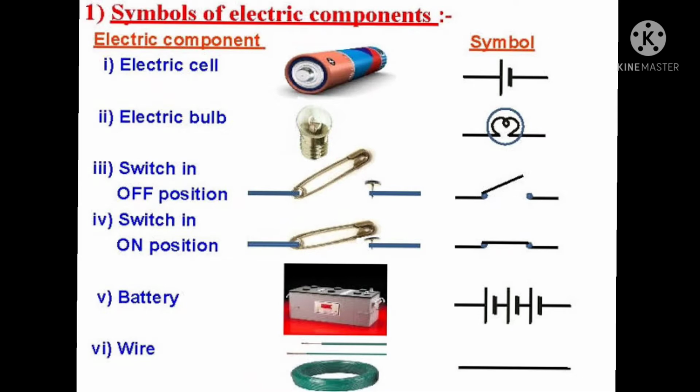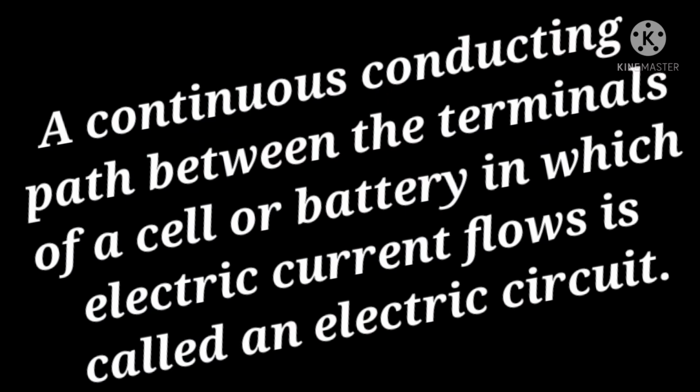Symbols of electric components: electric cell, electric bulb, switch in off position, switch in on position, battery, and wire. Next is electric circuit. A continuous conducting path between the terminals of a cell or battery in which electric current flows is called an electric circuit.